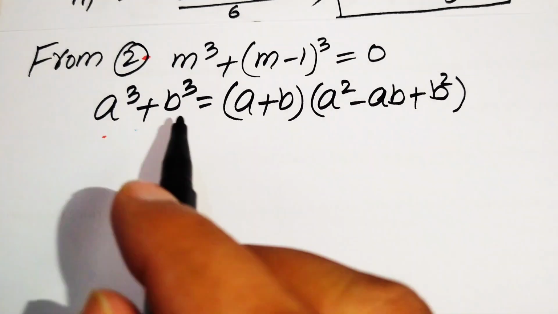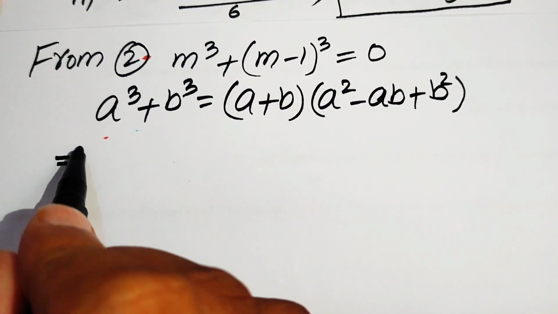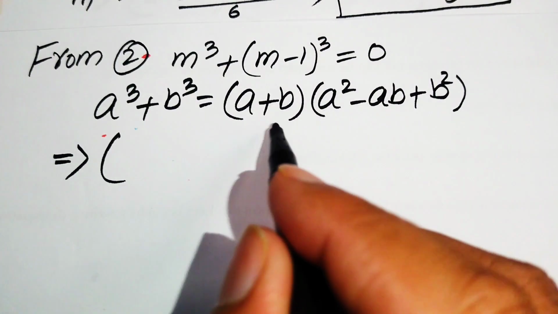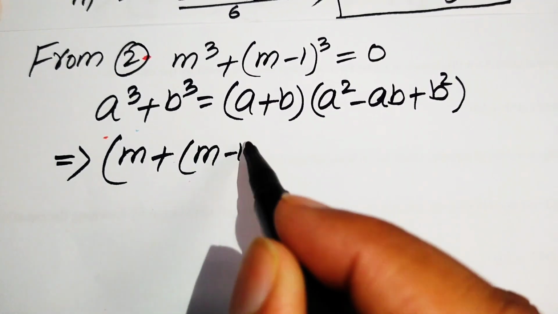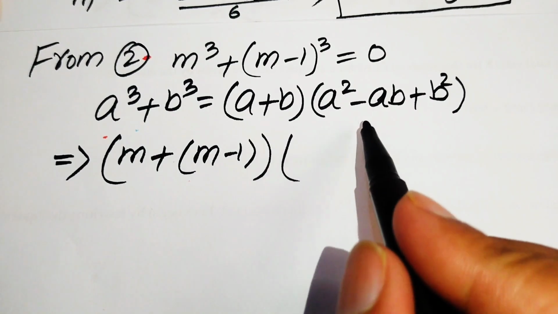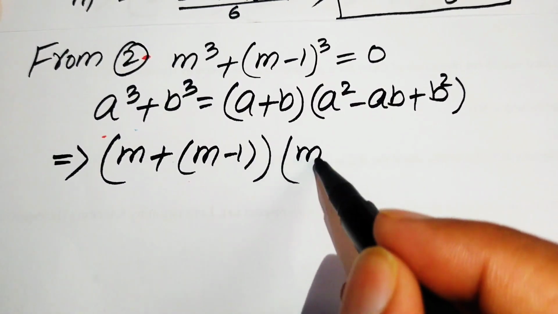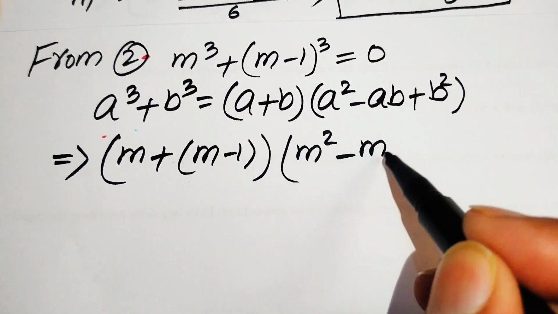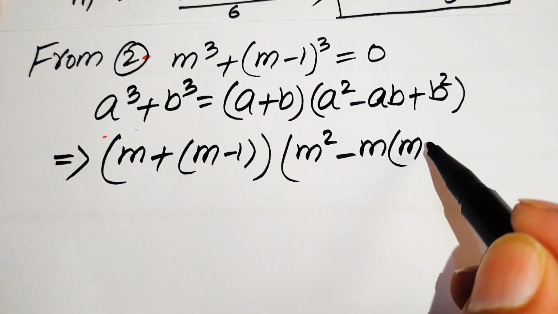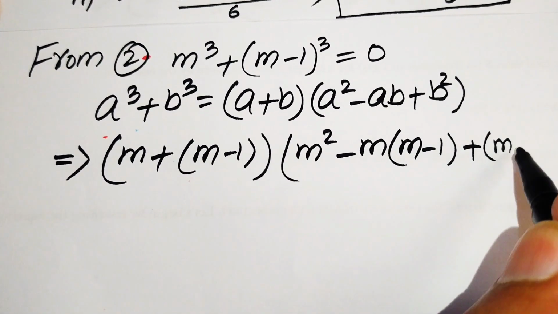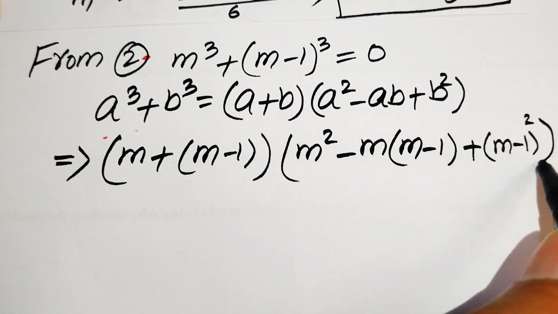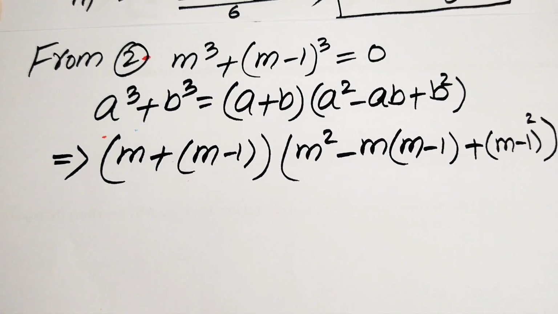So after applying this formula to this equation, it will be written as a plus b. So here our a is m and b is m minus 1, times a square minus ab. So our a square is m square, minus, again a is m and b is m minus 1, plus b square is m minus 1 square, equals 0.